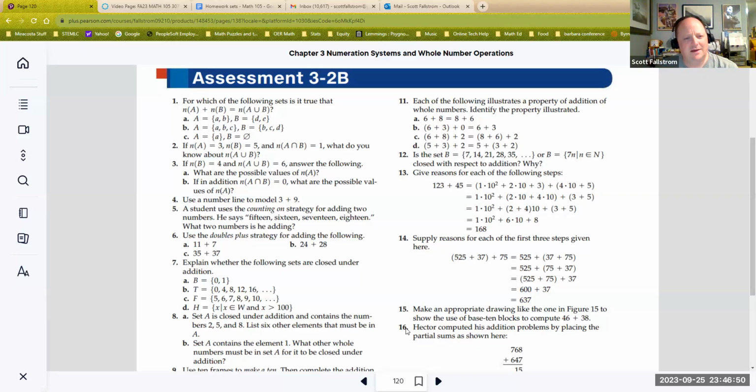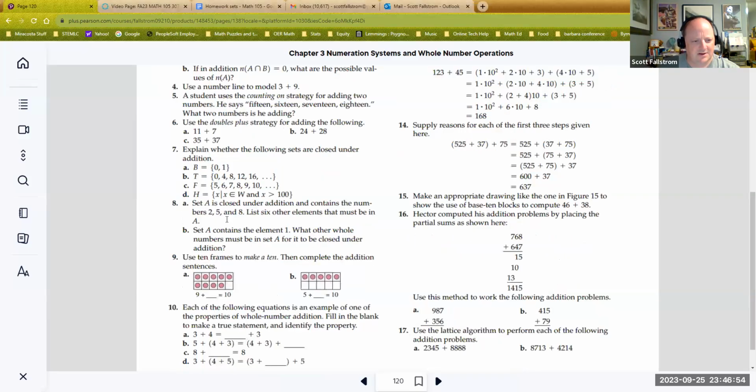So 8A. It says set A is closed under addition and contains the numbers 2, 5, and 8. List 6 other elements that must be in set A. Okay, so it has to be closed under addition. So as I add these two numbers, I have to get a new number in the set. To be perfectly honest, there's infinitely many answers here. So when it says list 6, you just got to pick 6.